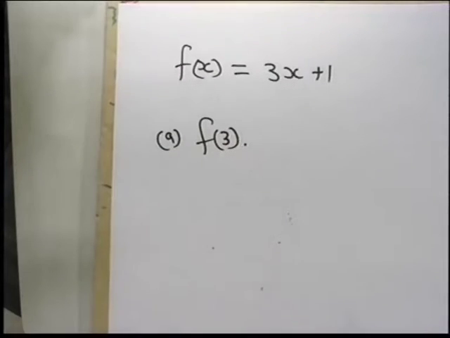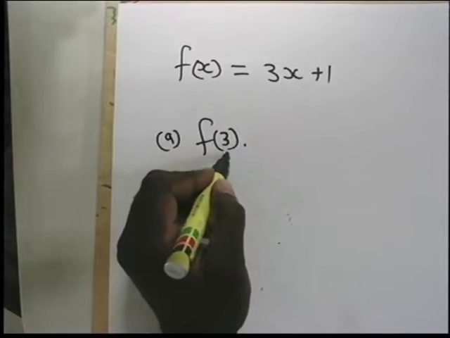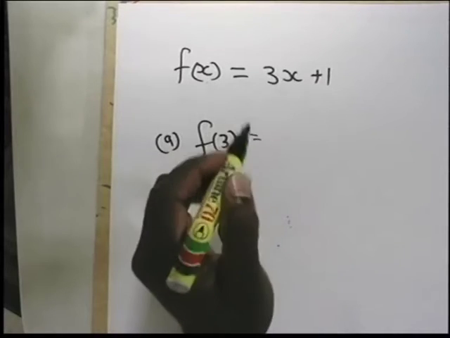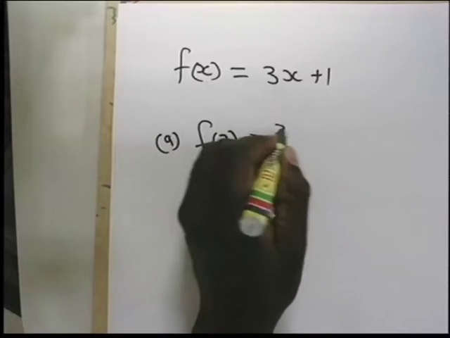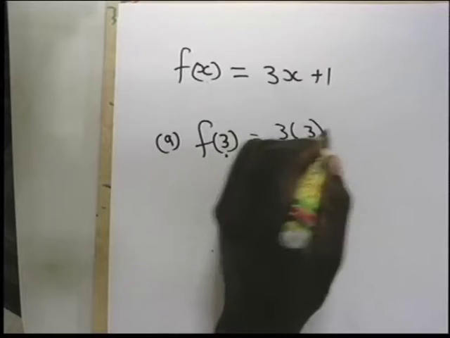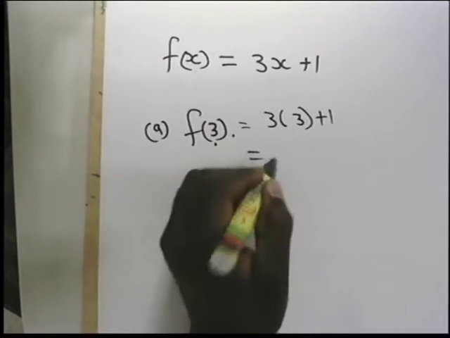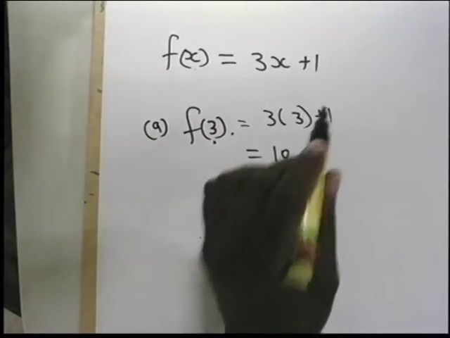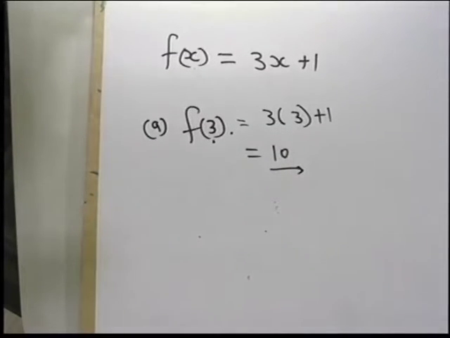If we are told to find the value of f of 3, it means where we see x, we now substitute with 3. That will then mean 3 times 3 plus 1. And in this case, that will be equal to 10, because 3 times 3 is 9 plus 1 equals 10. So those are the basic forms of functions that we sometimes are expected to deal with, or finding the inverse of that particular function that is given.